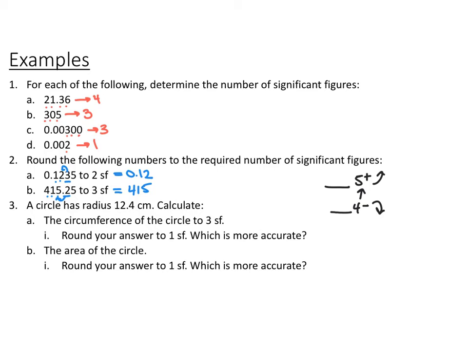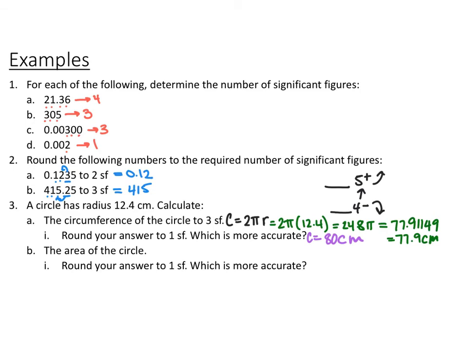Lastly, number 3, we have a circle that has a radius of 12.4 centimeters, and we want to find the circumference to 3 significant figures and then to 1 significant figure. And then we also want to find the area, leaving it exact, and then rounding that to 1 significant figure. So go ahead and pause the video and find the circumference and the area of a circle that has a radius of 12.4 centimeters.